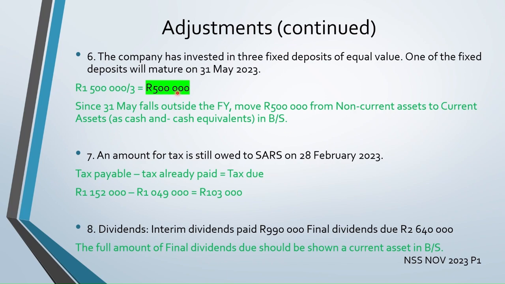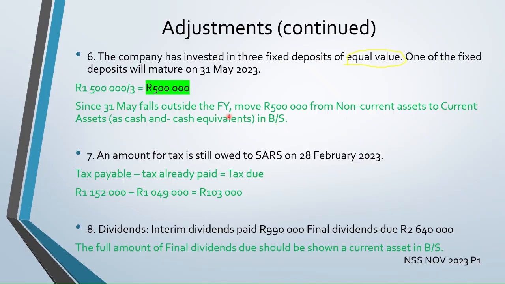Then the company has invested in 3 fixed deposits of equal value. One of the fixed deposits will mature on 31 May 2023. So 31 May 2023 is in the next financial year. And the amount given in the information for all 3 fixed deposits is 1.5 million. And they say it is of equal value. Underline it there, equal value. Oh, and circle it. Okay. So equal value, so divided by 3 gives us 500,000.